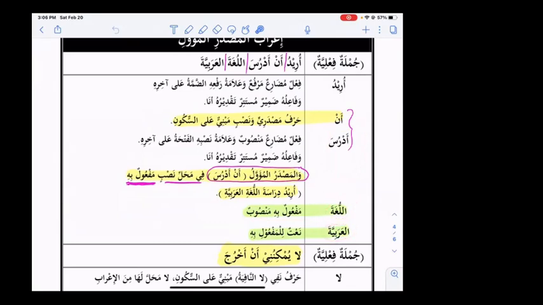Lugatal Arbiyata. One more time. Uridu needs mafulun bihi, and it is Masdar Muawwal, bimali nasbin. And then the fa'il is Ana. Here also the fa'il is Ana. And then this Adrusa needs mafulun bihi, and that is Lugata. And this is the naat. So in other words, Uridu an Adrusa al-Lugatal Arbiyata.